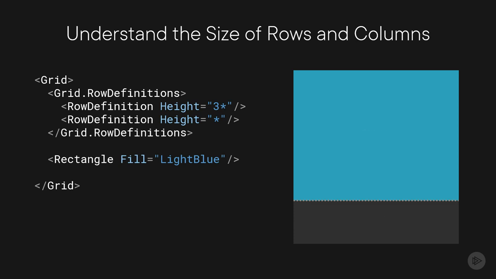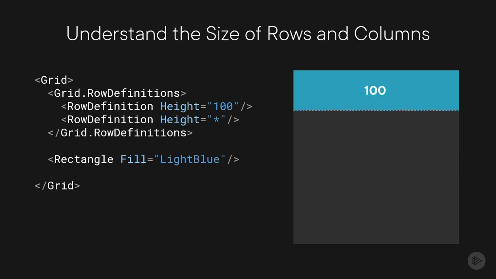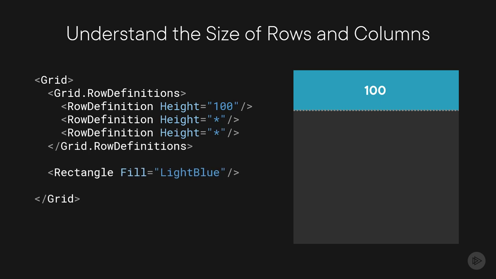The next sizing approach is absolute sizing with pixels. You can set the height property, for example, to a value of 100 pixels, and then that row will have exactly a height of 100 pixels. It won't grow or shrink anymore when you resize the grid. Now, let's add a third row definition with a height of 1 star. This means now that the first row definition is 100 pixels high and the other two row definitions share the leftover space equally, as both have a height of 1 star.